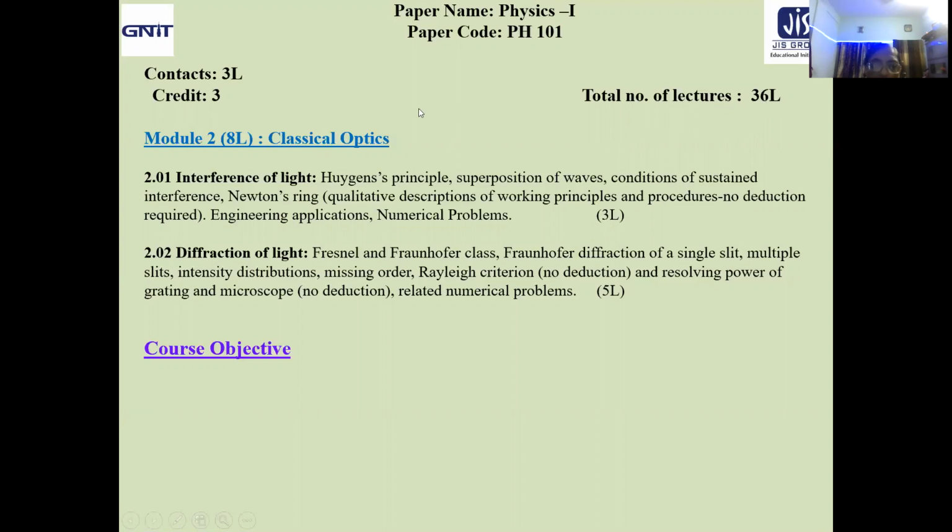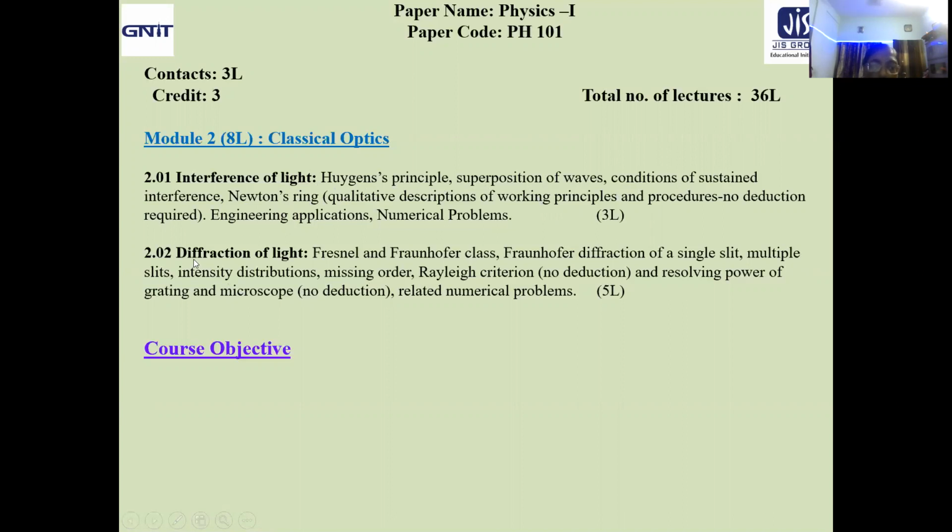Now, today I am starting with module 2 on classical optics, where total number of lectures allocated is 8. Now, in module 2, there are two sub-modules. One is 2.01, that is interference of light. In interference of light, we will discuss Huygens principle, superposition of waves, conditions of sustained interference, Newton's ring, its engineering applications and the numerical problems. Total number of lectures allocated here is 3.